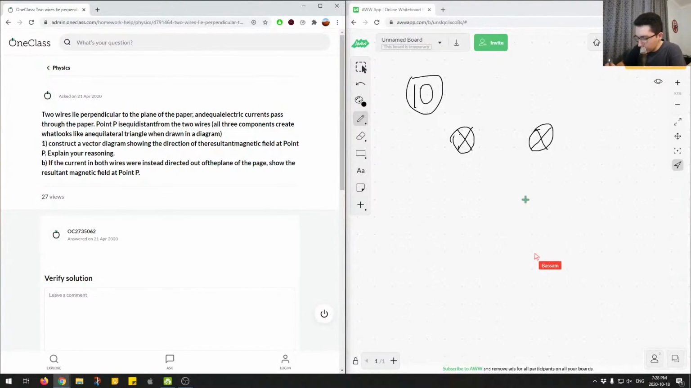Okay, we'll continue on. So P is equidistant and they form kind of an equilateral triangle, so we'll say point P somewhere over here. Number 1, construct a vector diagram showing the direction of the resultant magnetic field at point P. Explain your reasoning. If the current in both wires were instead directed out of the plane of the page, show the resultant magnetic field at point P. So essentially, what we'd have to do is use the right-hand rule to figure out the vector for the magnetic field.